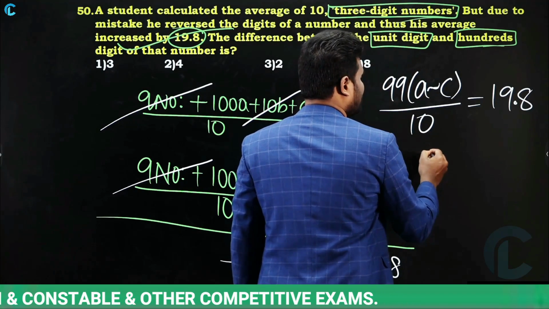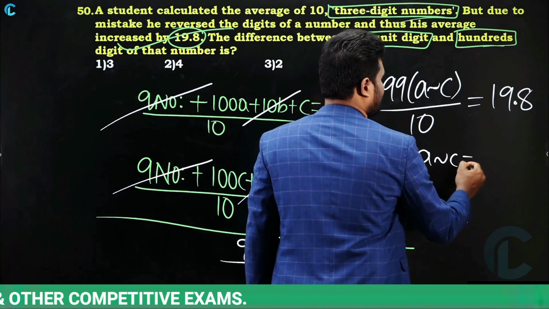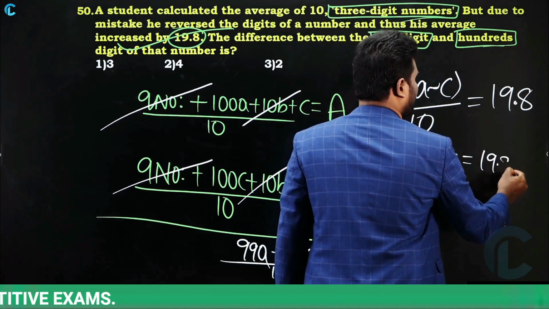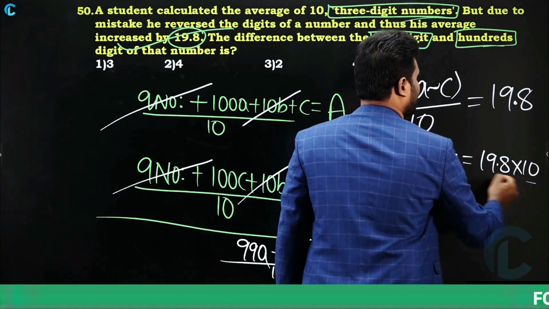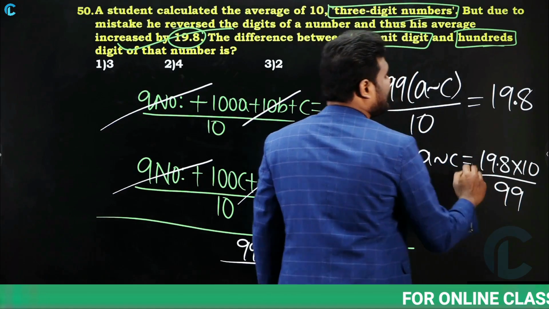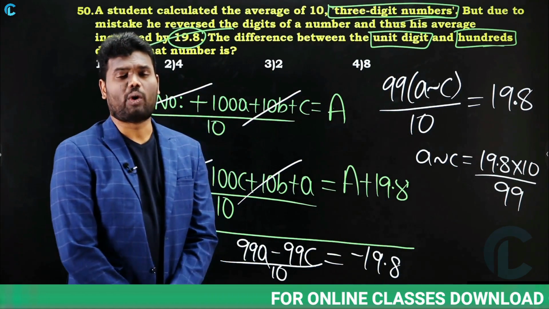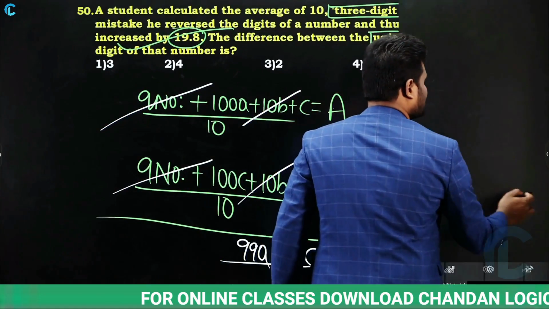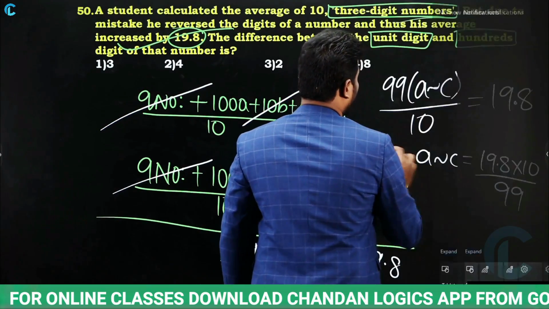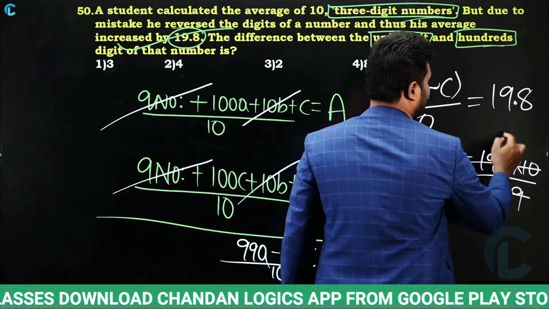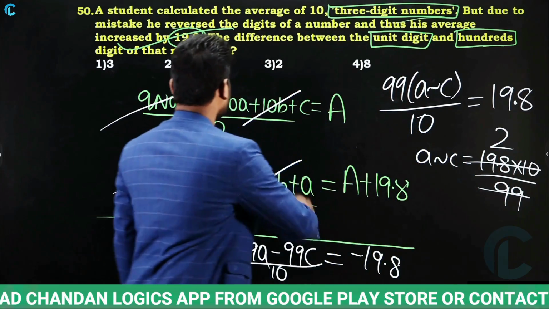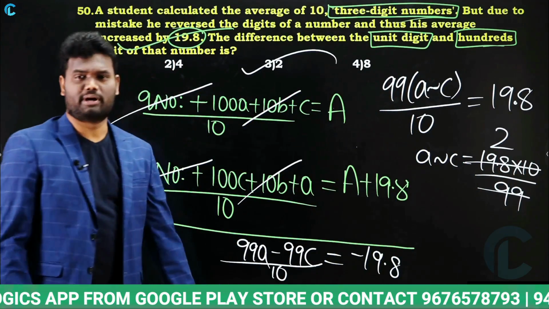So if you calculate this, the difference of A and C is going to be 19.8 into 10 divided by 99. 19.8 into 10 is nothing but 198. 198 divided by 99 is 2 times. So we can say that the difference in the digits is nothing but 2.